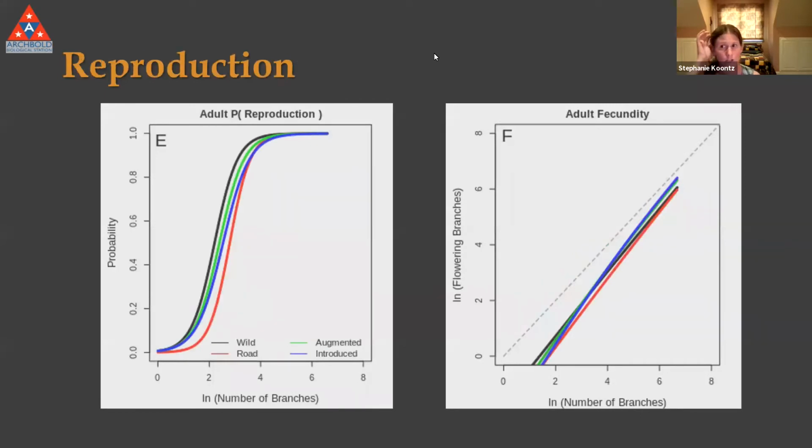Next, we're going to look at reproduction. Here, we're only going to look at adults. Yearlings are able to reproduce their first year, but it's not very common. We didn't have enough data to really produce reliable models. So this is only looking at adults.